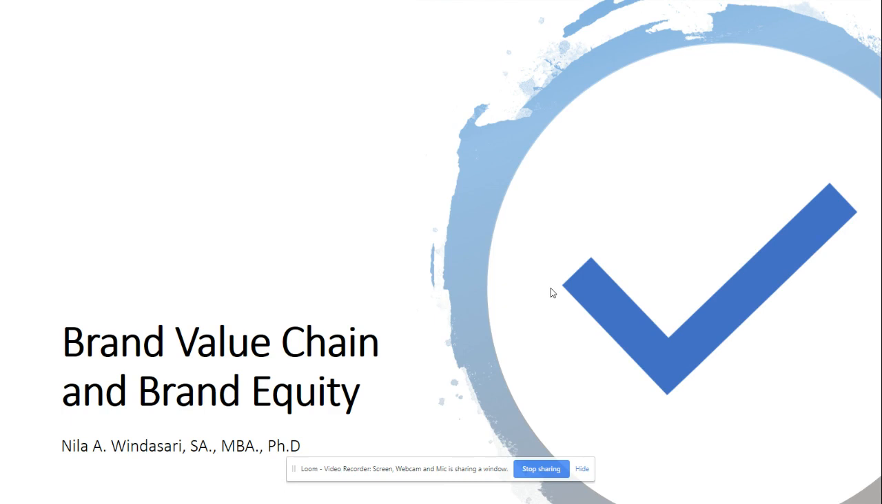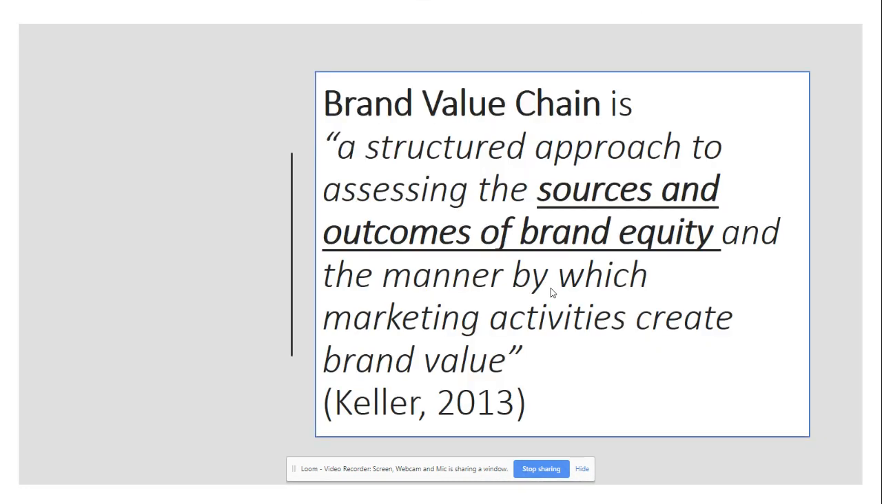Now we are going to discuss brand value chains and brand equity. What is the definition of brand value chain? It's a structured approach to assess the source and outcome of brand equity and the manner by which marketing activities create brand value. By this definition, you know that I highlight the terms source and outcome of brand equity. So the brand value chain figures out where brand equity comes from and what is the result of the brand equity that is created from the marketing activities.